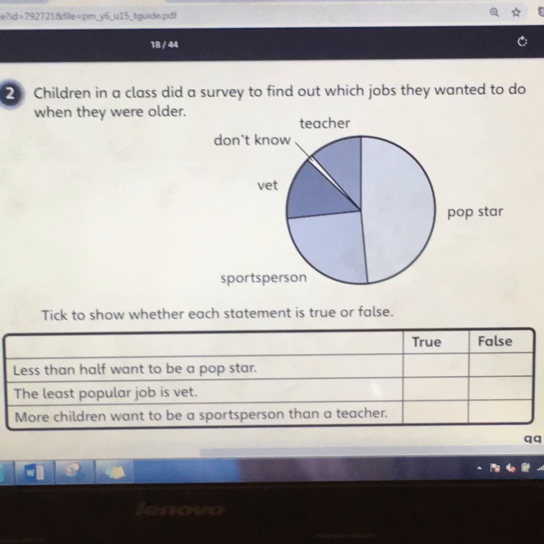The least popular job was a vet. This is false because the teacher part is smaller than the vet part. And the last one, more children want to be a sports person than a teacher, is true because the part that shows who wants to be a sports person is much larger than the section that shows who wanted to be a teacher. Well done if you got those right.